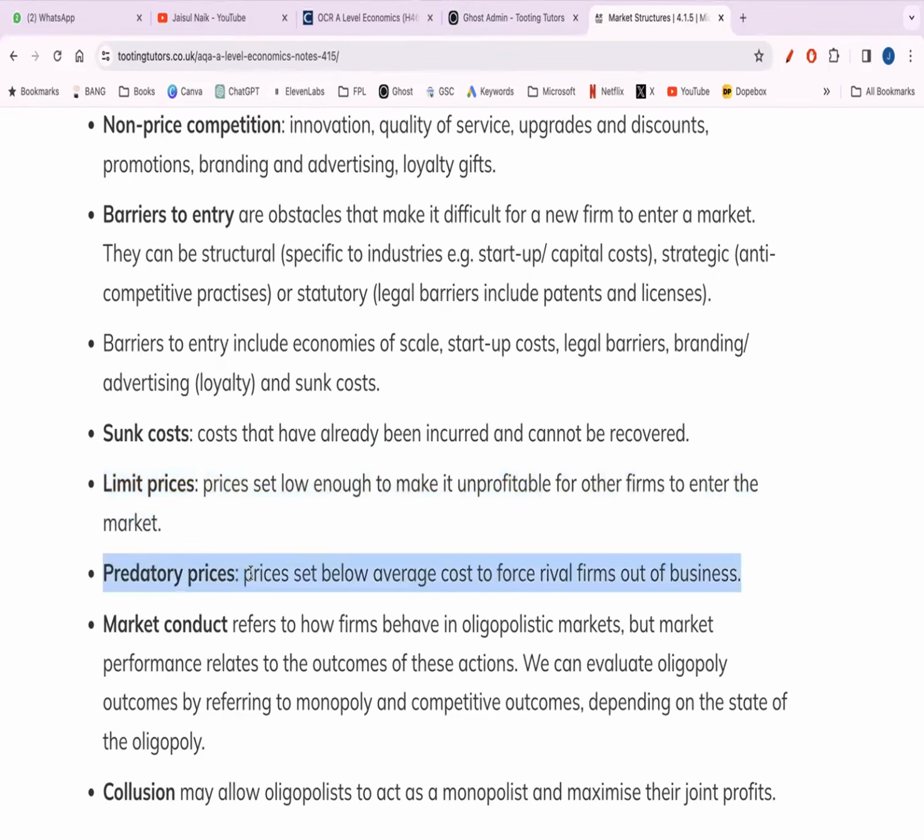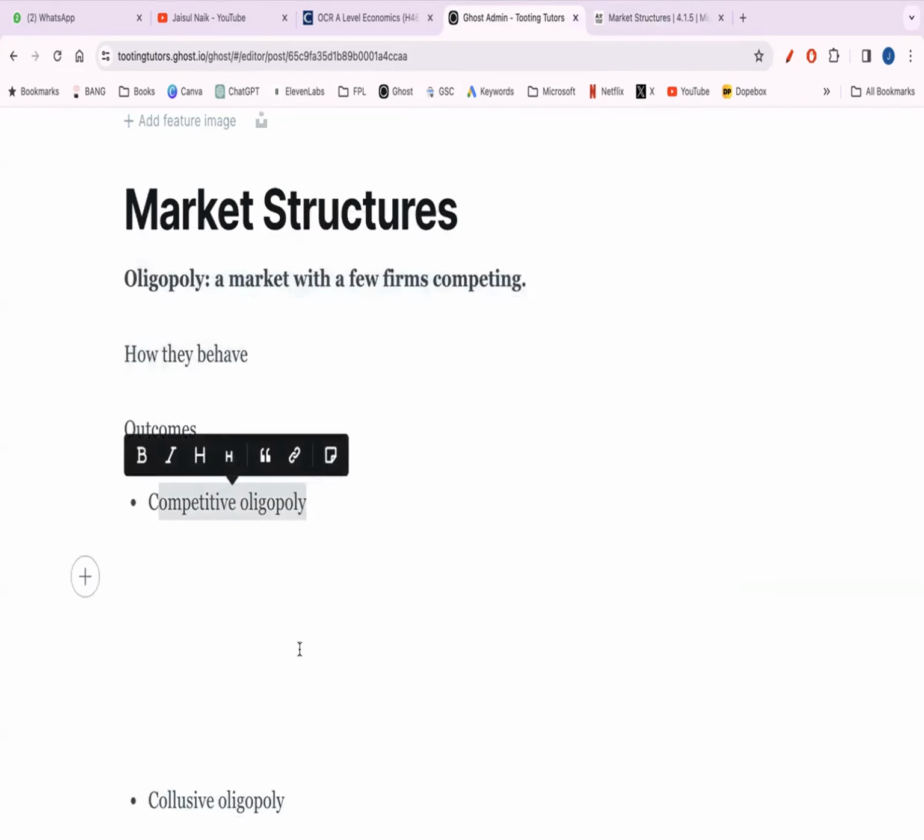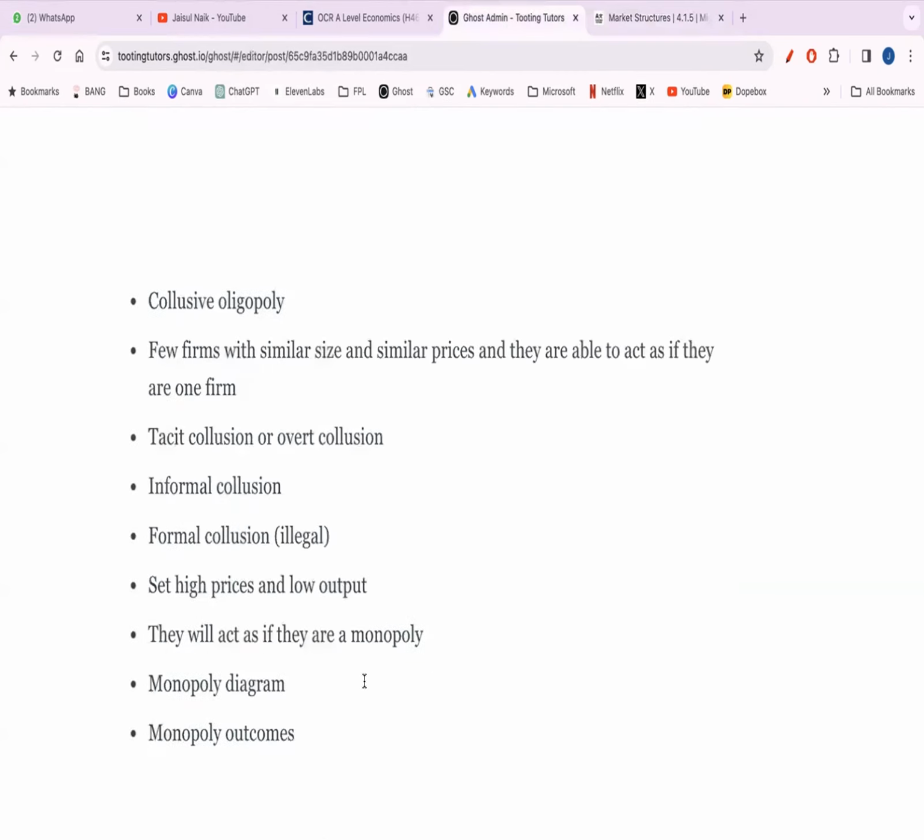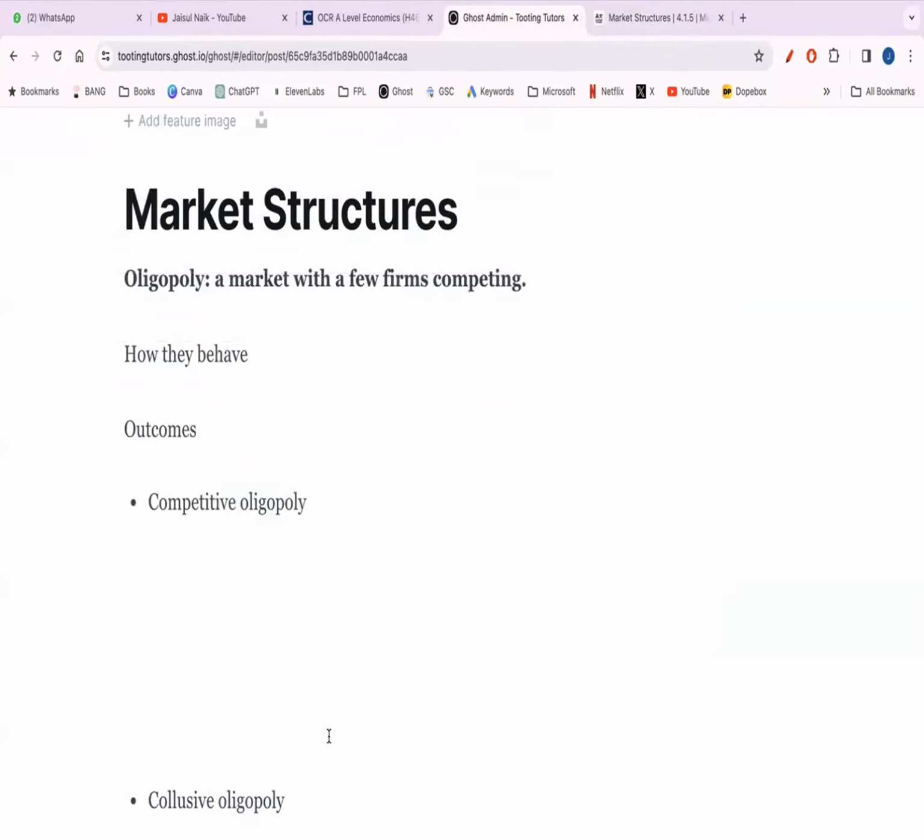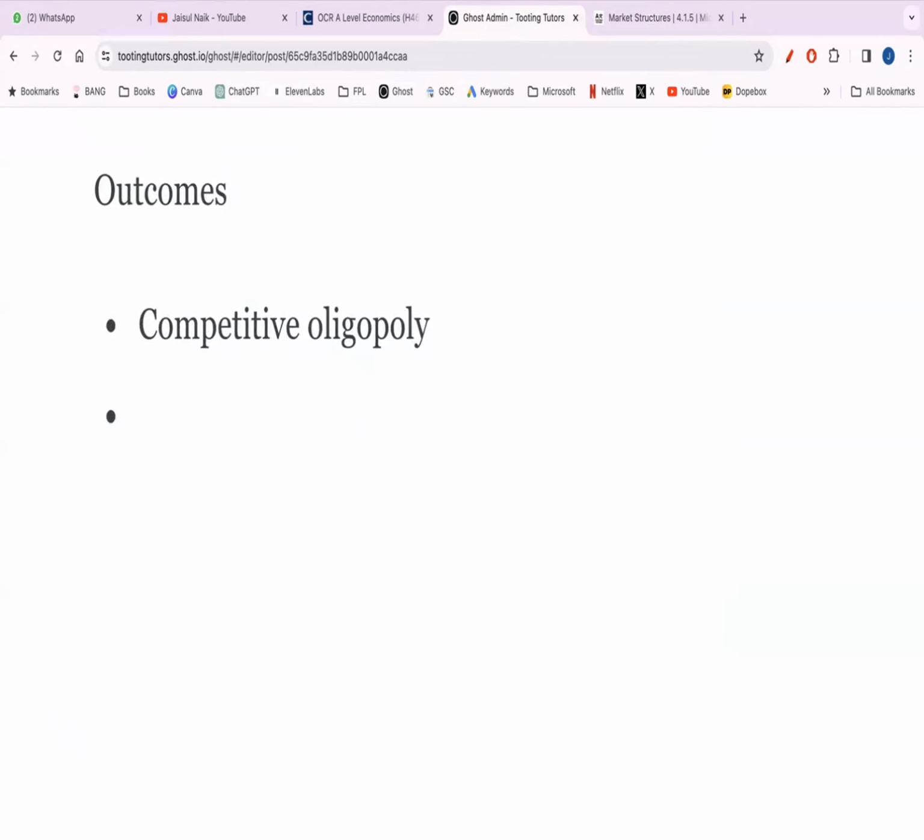So overall, to summarize, first, when you have an oligopoly, you want to check, is the oligopoly a competitive oligopoly or a collusive oligopoly? And then you want to check the outcome and the conduct. In terms of conduct, you could see tacit or overt collusion. You could see predatory pricing or limit pricing. And you could see the 2 or 3 firms that are left acting like a monopoly. On the other hand, if you have a competitive oligopoly, you will see nicer conduct.